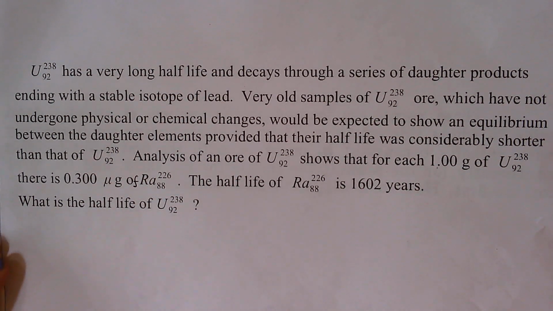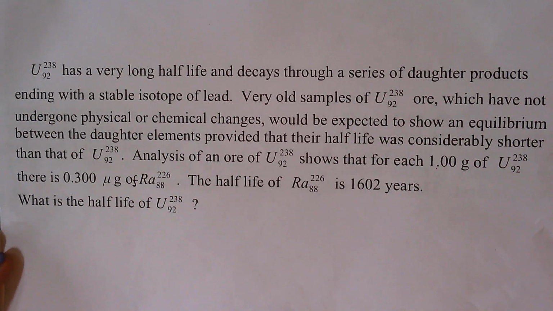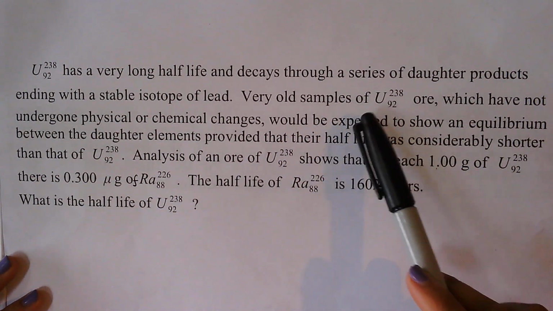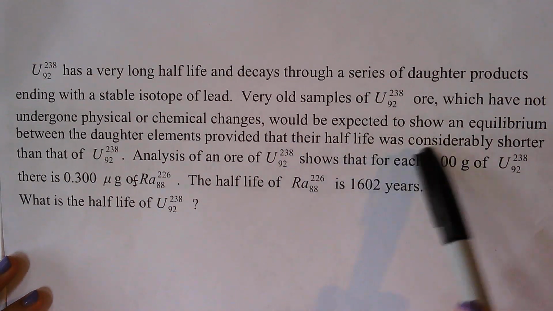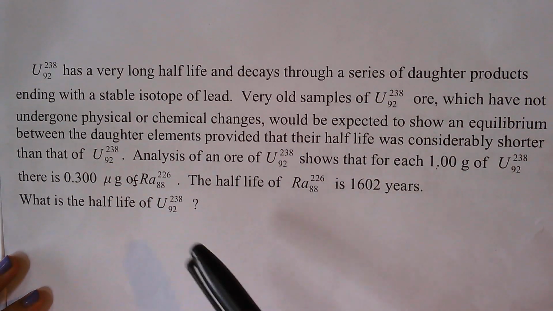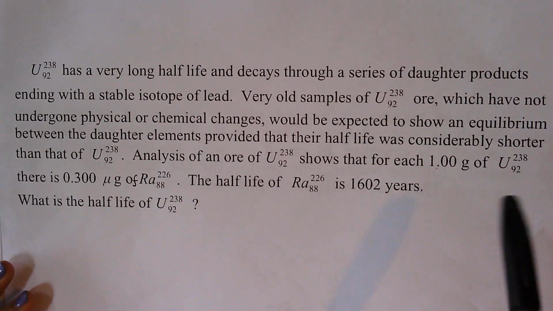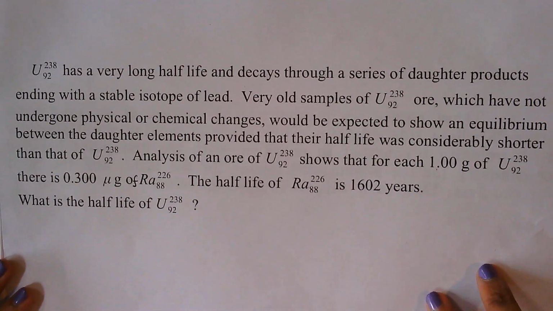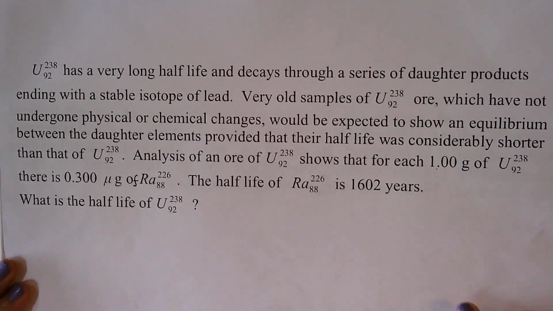Okay, so the key part of this question is the fact that it says very old samples of uranium would be expected to show an equilibrium between the daughter elements. So the important part is equilibrium, so we need to understand this concept first.